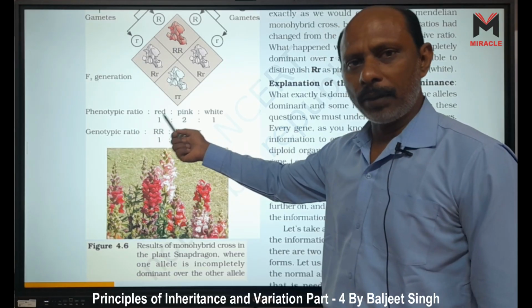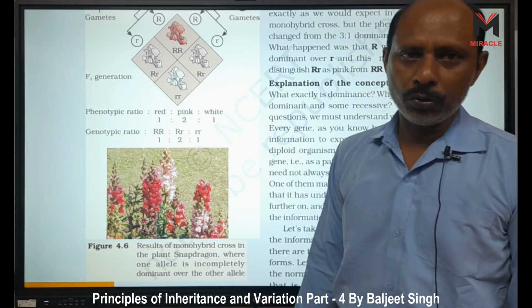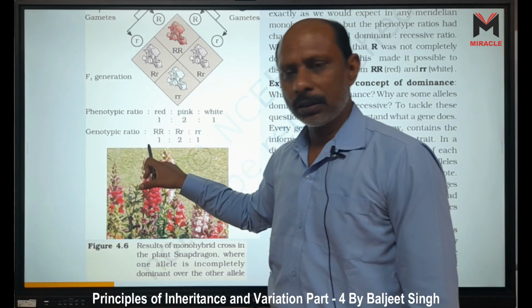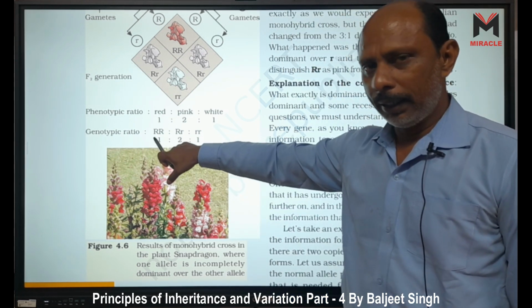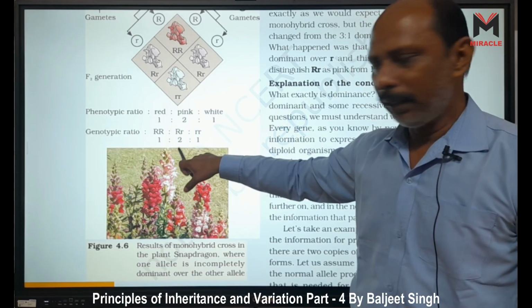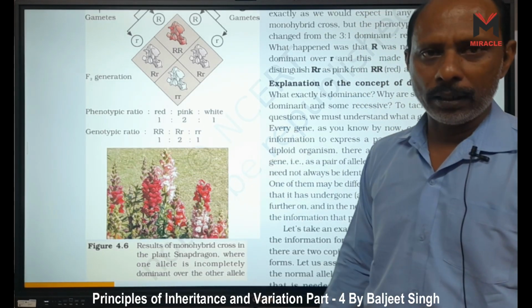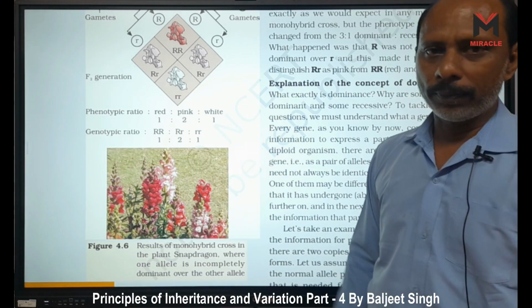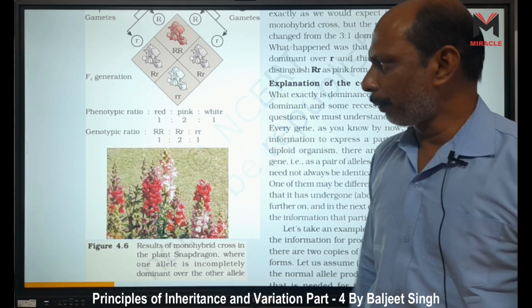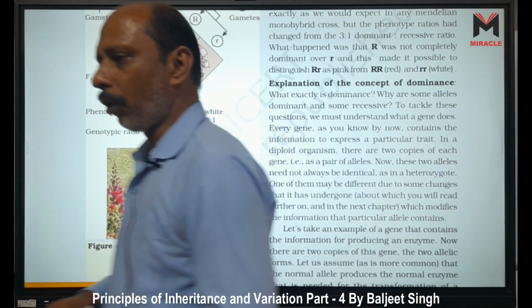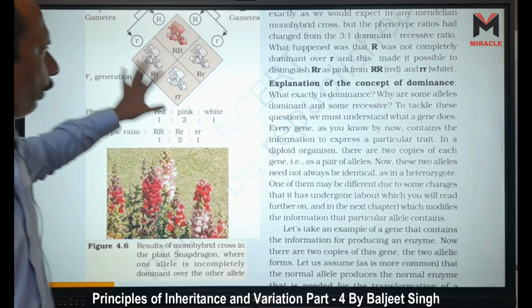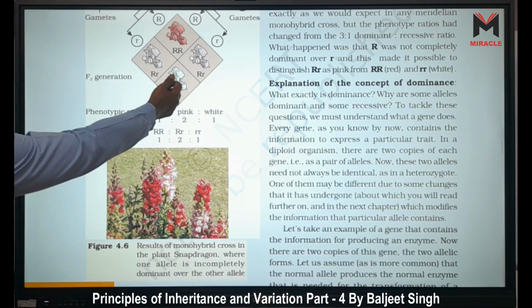The ratio between red, pink, and white is 1:2:1, and in genotype ratio it is also the same: pure red 1, hybrid red 2, and pure white 1, right? Means we understand here that phenotype and genotype ratio are the same or similar in case of incomplete dominance. In our NCERT, one example is given for snapdragon, that is the snapdragon flower.